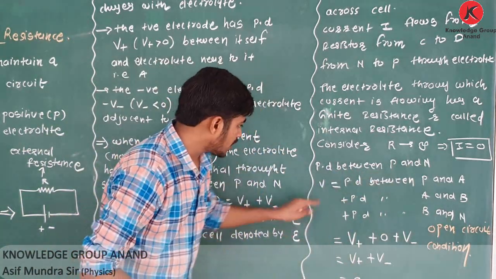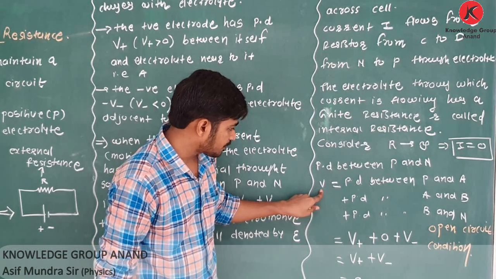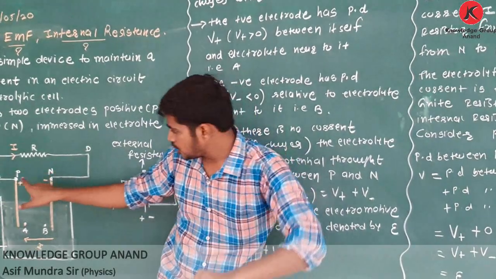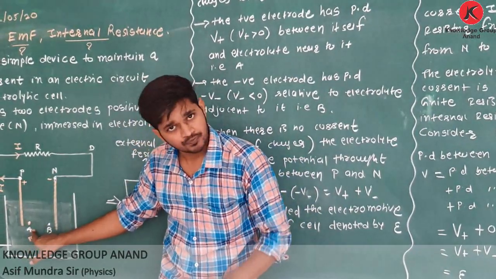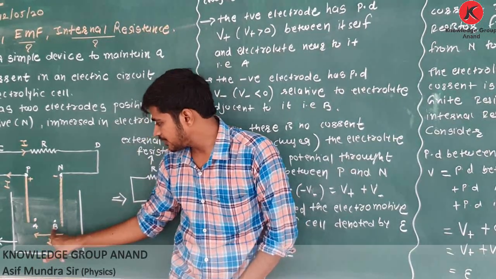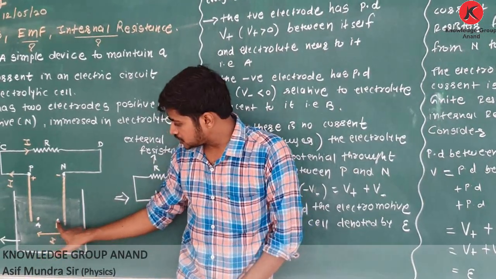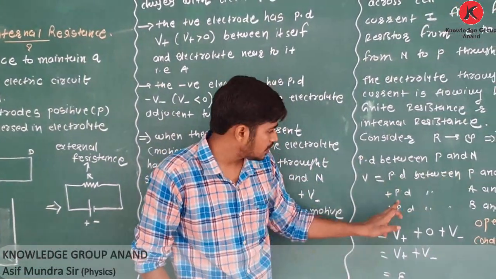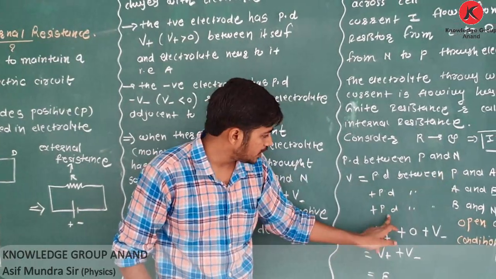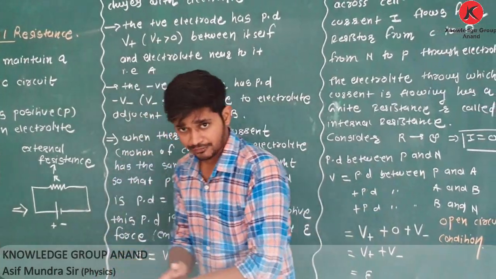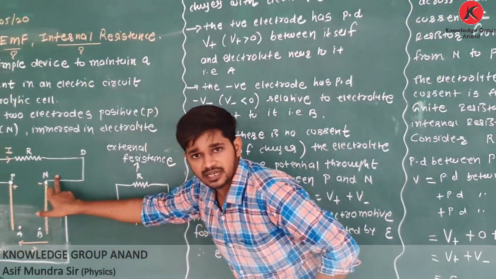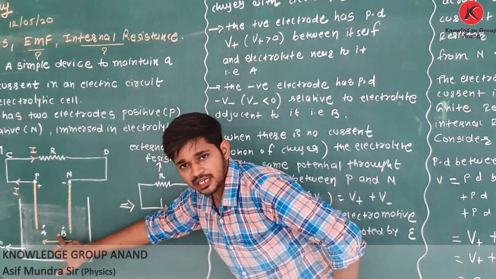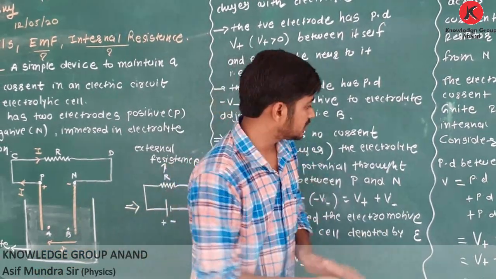So now in this case, if I take the potential difference between points P and N, V is equal to, first of all, we have to find the potential difference between P and N. How to find? See, potential difference between P and A, plus potential difference between A and B, plus potential difference between B and N. So potential difference between P and N is equal to potential difference between P and A plus A and B plus B and N. Clear about this?